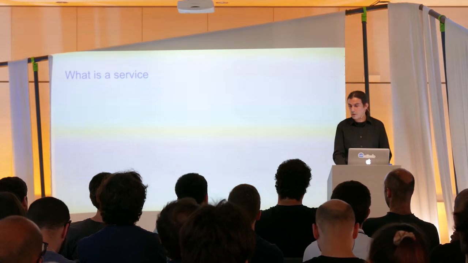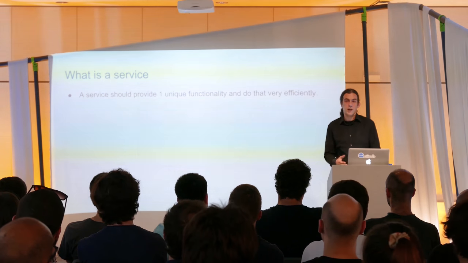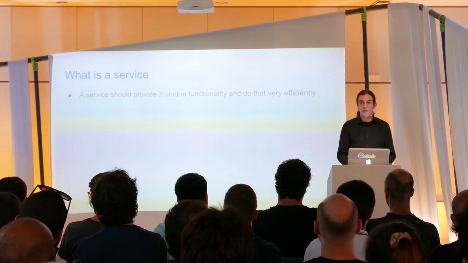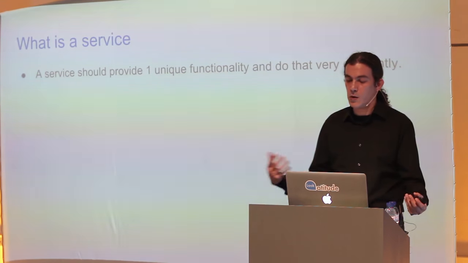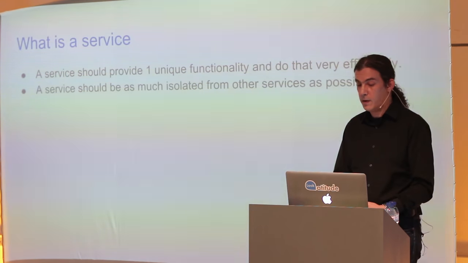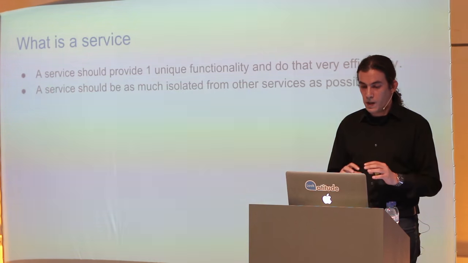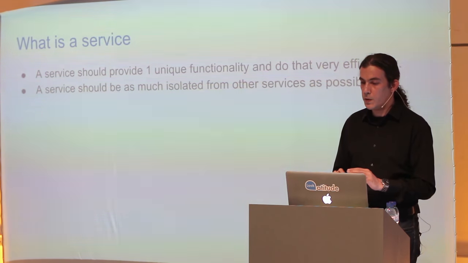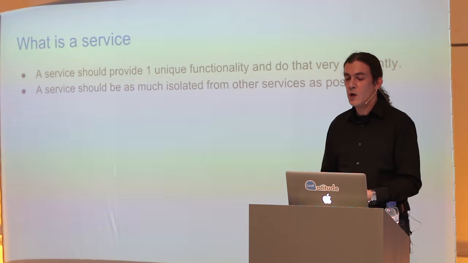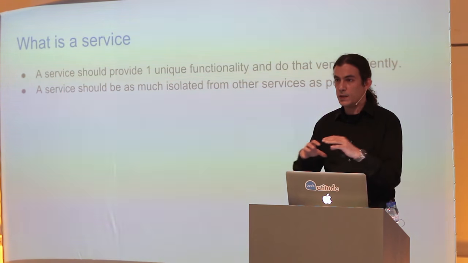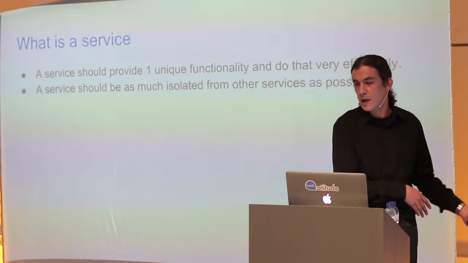So thinking about microservices, a service should be a unique functionality. Your service shouldn't try and do everything at the same time. It shouldn't take coffee and make ice cream at the same time. Either it does one thing or it does another. And it should be as isolated as possible. If you think about breaking down an application, you break it into modules because it's easier to manage. So if you have a very, very big application, in theory you can take those modules and make independent services out of them.